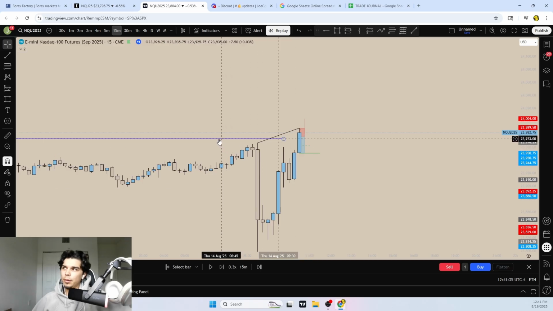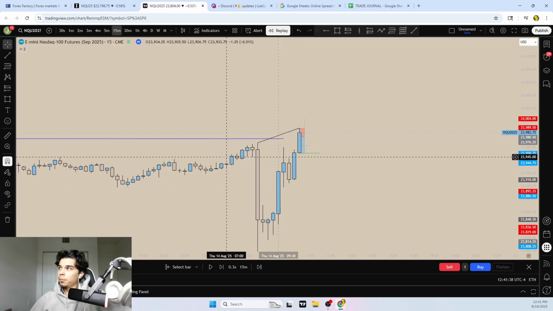What is this blue line? We tap into a 30-minute fair value gap and a 15-minute fair value gap. Okay, what do we get from there?